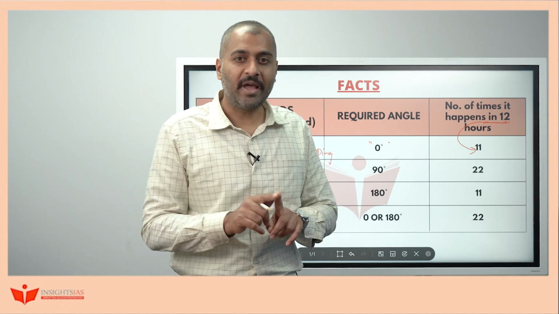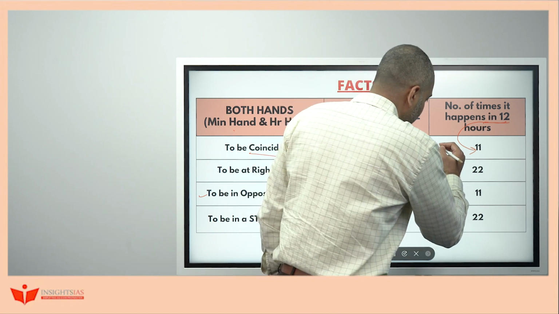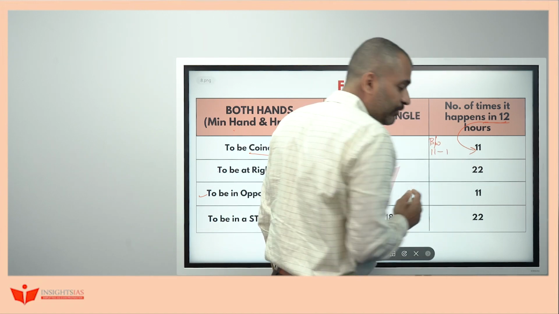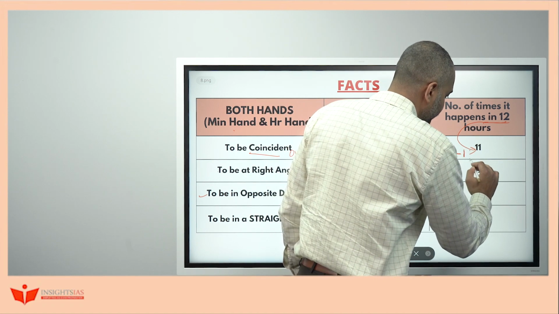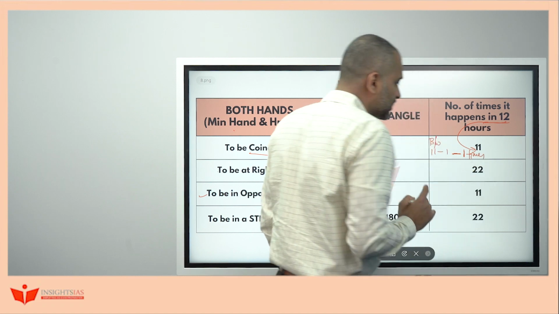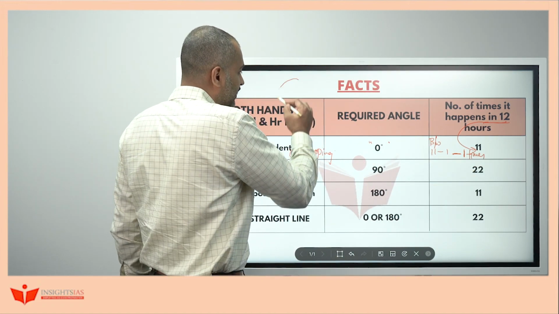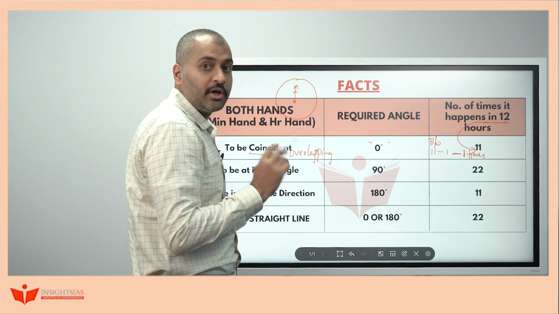Every hour, both hands will be coinciding. But there is a condition here. Between 11 o'clock and 1 o'clock, they will be coinciding only one time. That means in these 2 hours, it will be coinciding at only one time, and that time will be exactly 12 o'clock.